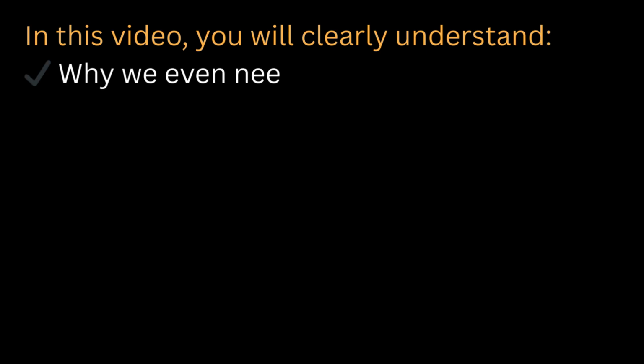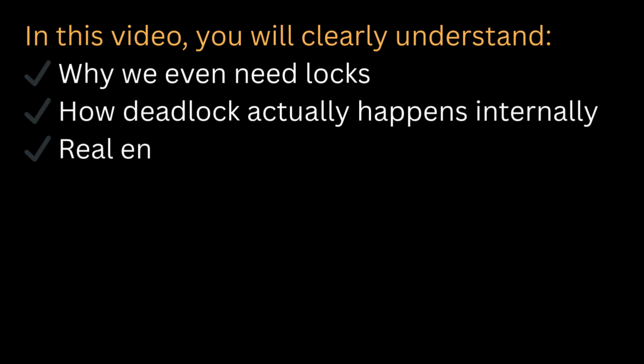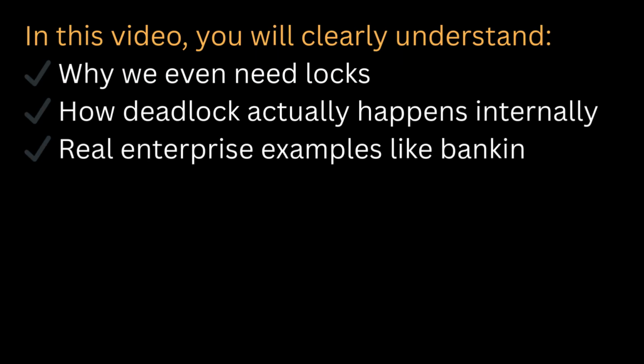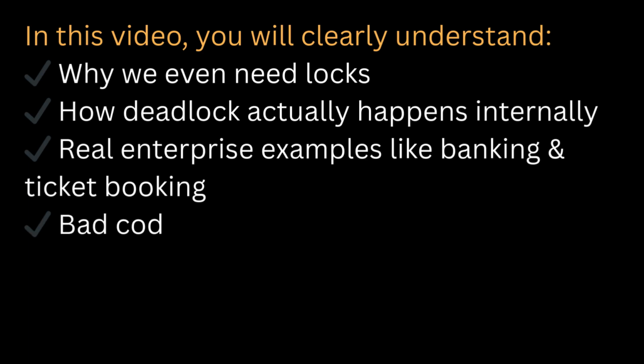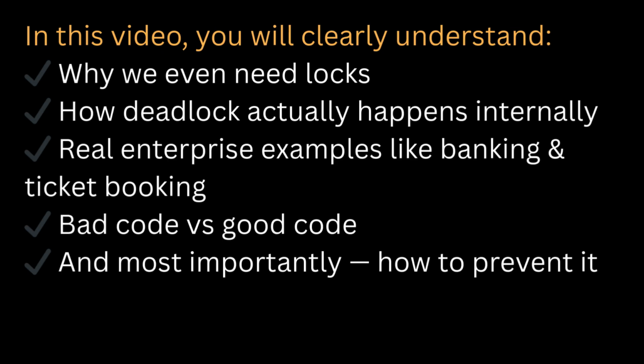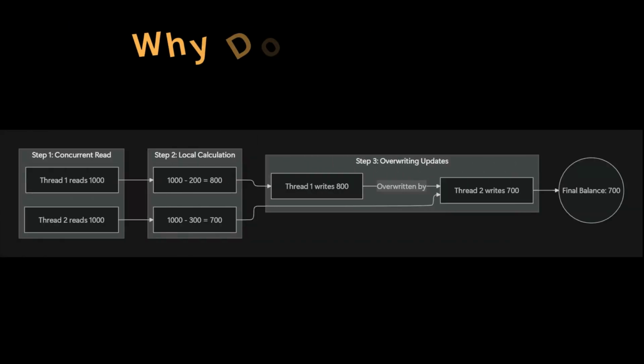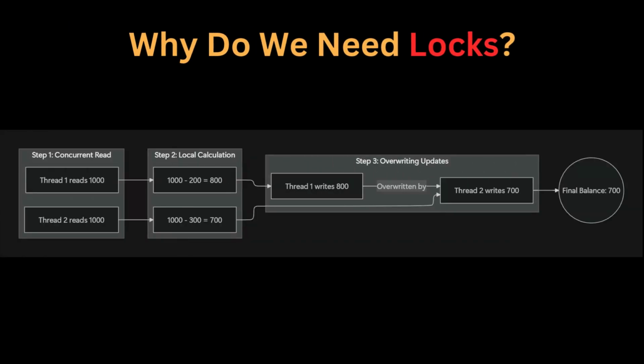In this video, you will clearly understand why we even need locks, how deadlock actually happens internally, real enterprise examples like banking and ticket booking, bad code versus good code, and most importantly, how to prevent it in interviews and real projects. Before we talk about deadlocks, we have to understand why we need locks and what a race condition is. Here we'll take a simple scenario from a real enterprise banking application.